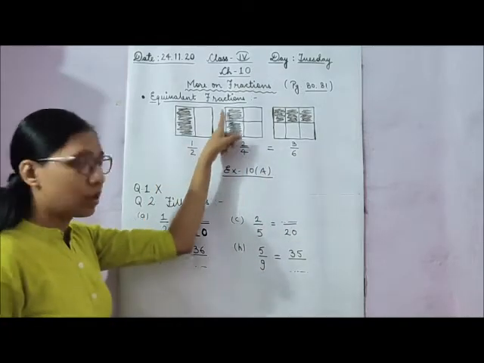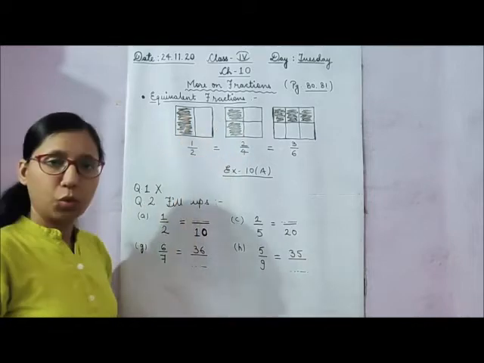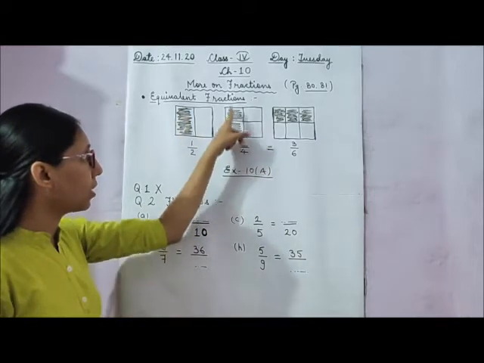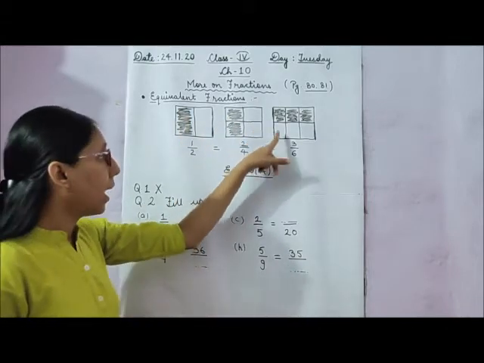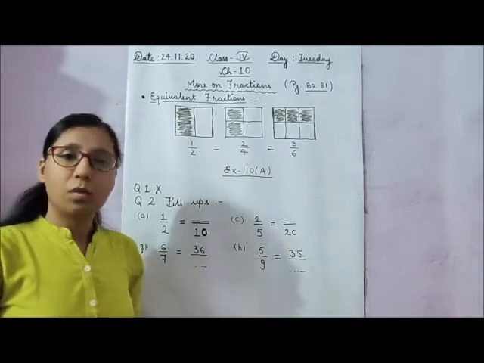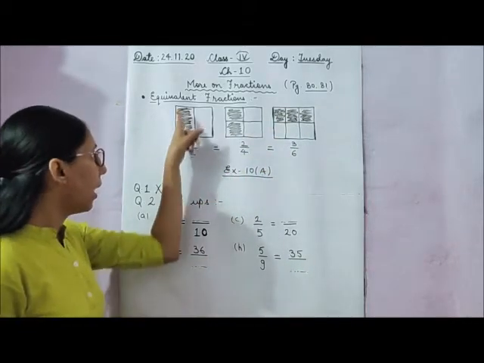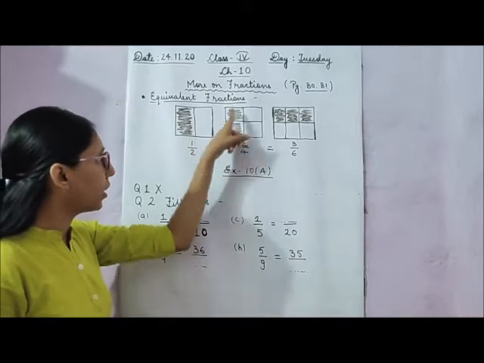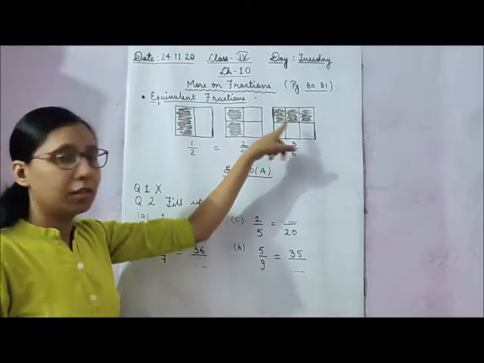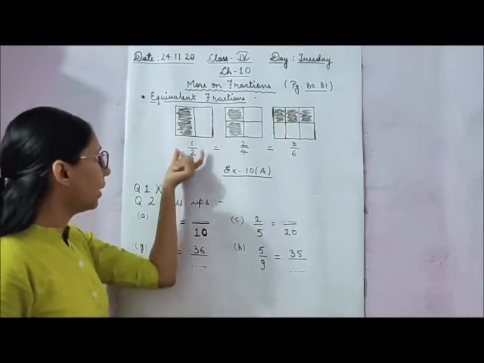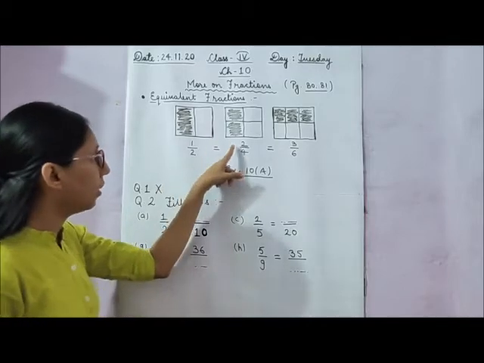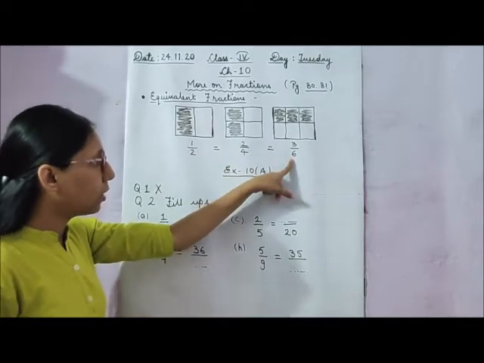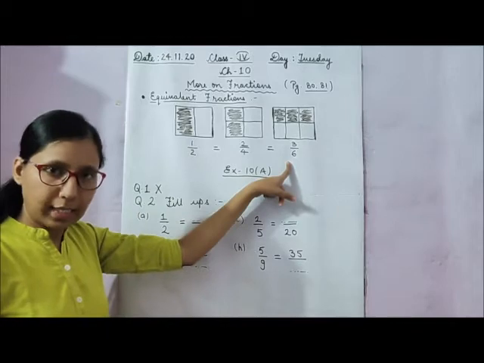First is a square, which I have divided into two equal parts. Second, which is divided into four equal parts, and third, which is divided into six equal parts. Now here I have shaded one part, here two parts, and here three parts. So this one is 1 upon 2, this one 2 upon 4, then this one is 3 upon 6.